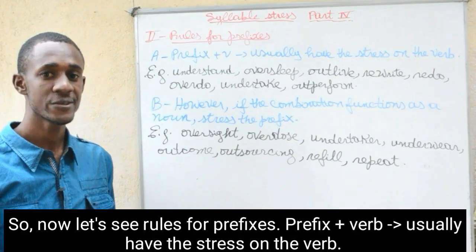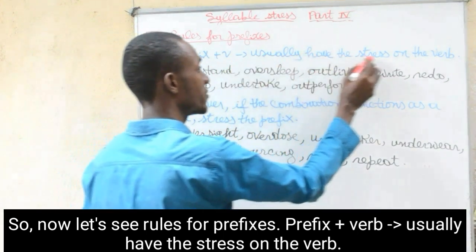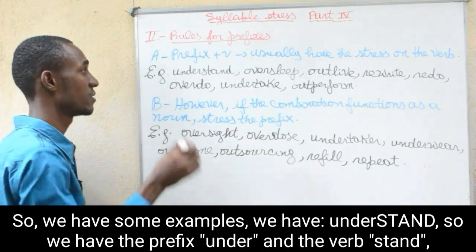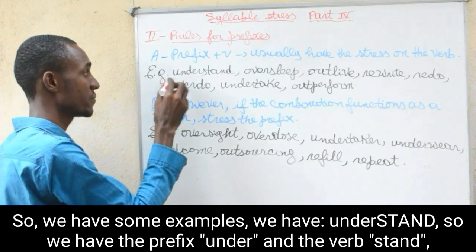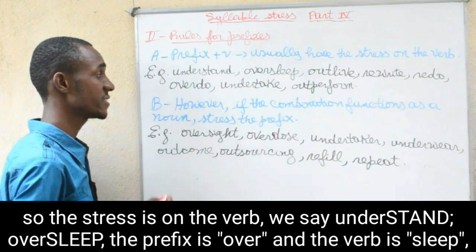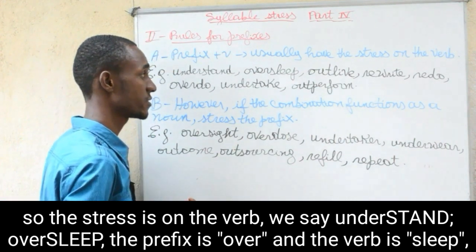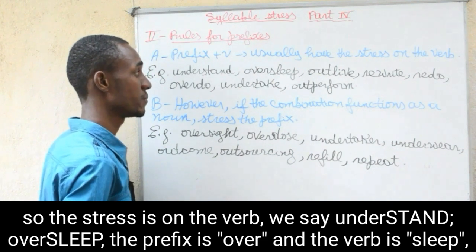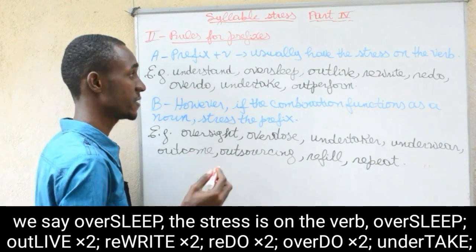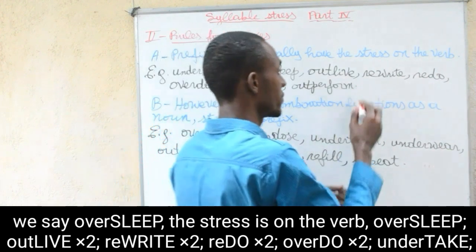Now let's see rules for prefixes. Prefix plus verb usually have the stress on the verb. We have some examples. We have understand. We have the prefix under and the verb stand. The stress is on the verb. We say understand. Oversleep. The prefix is over and the verb is sleep. We say oversleep. The stress is on the verb. Outlive.